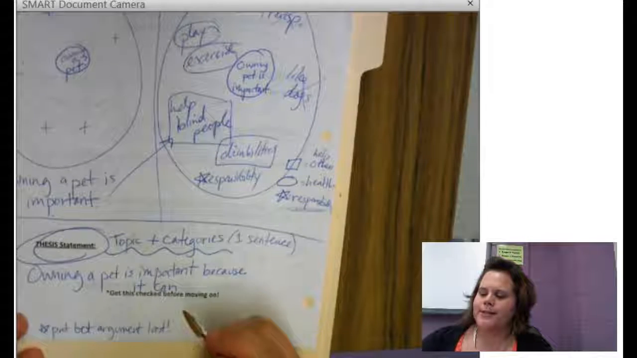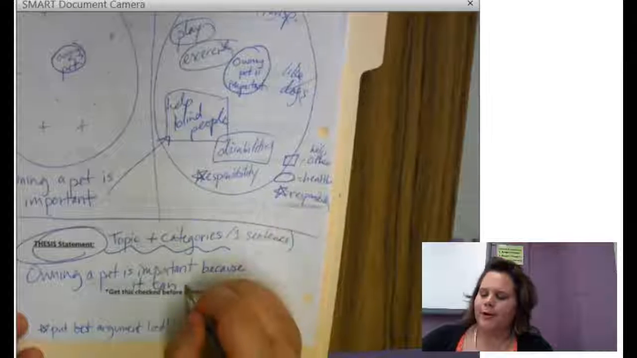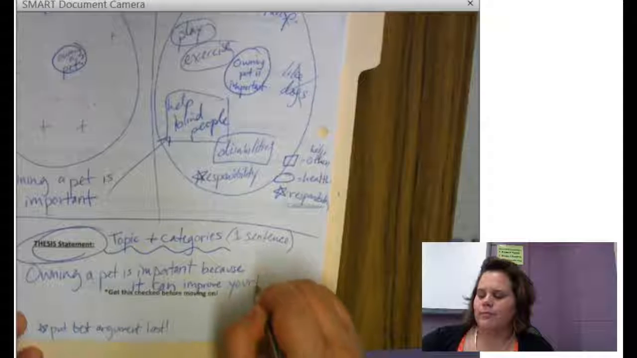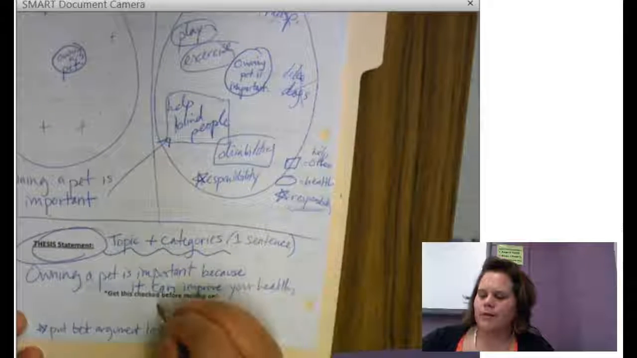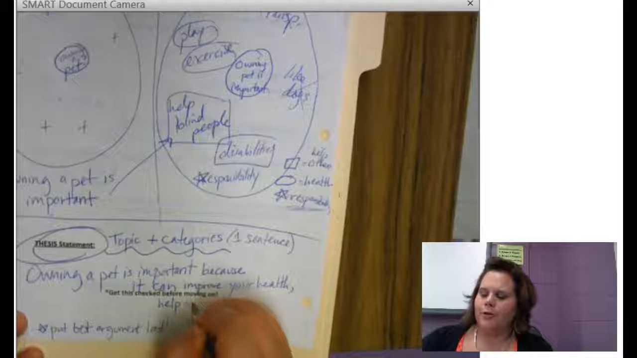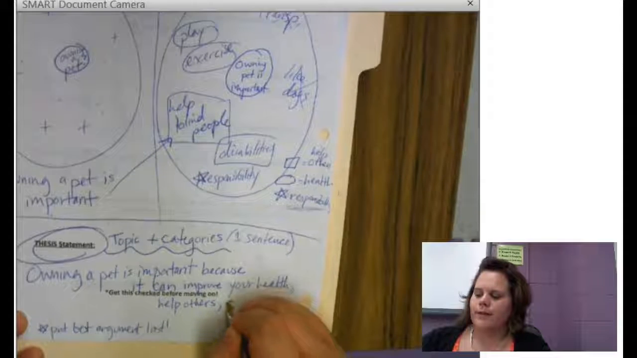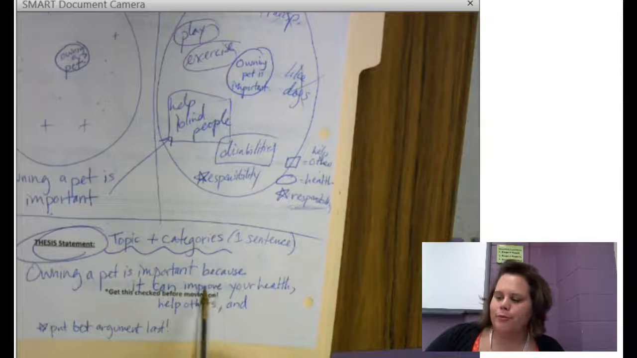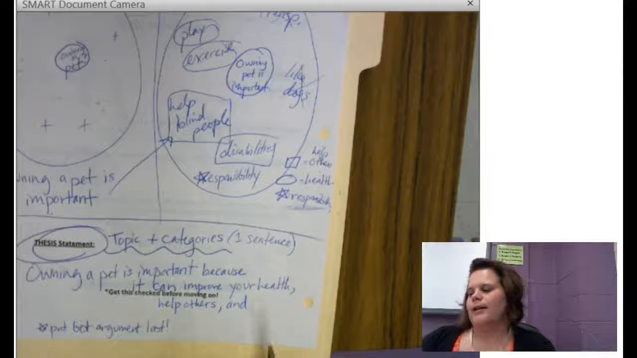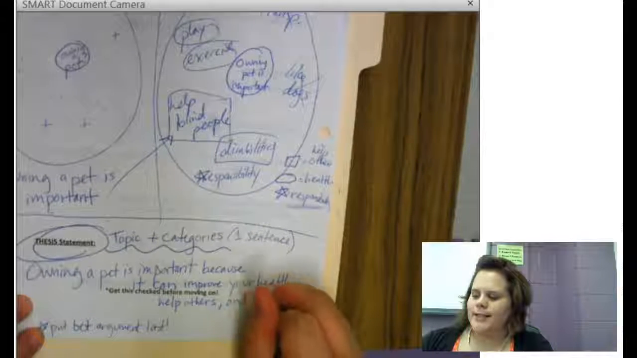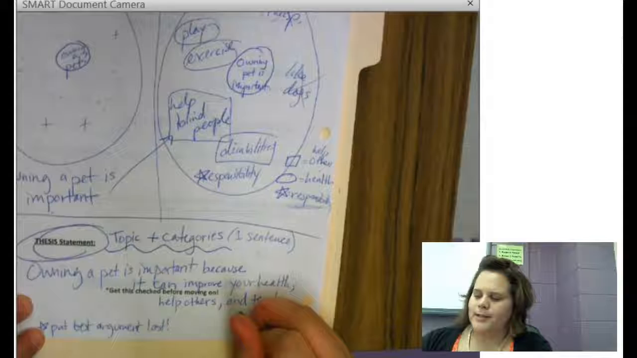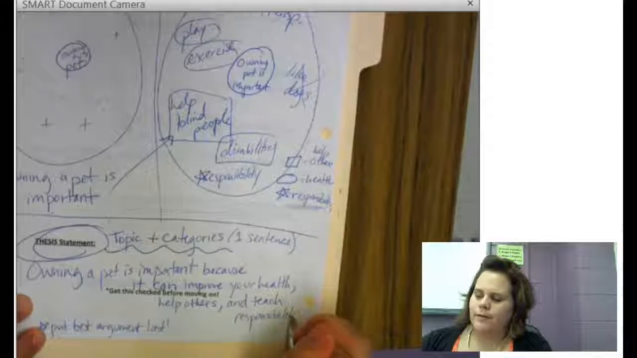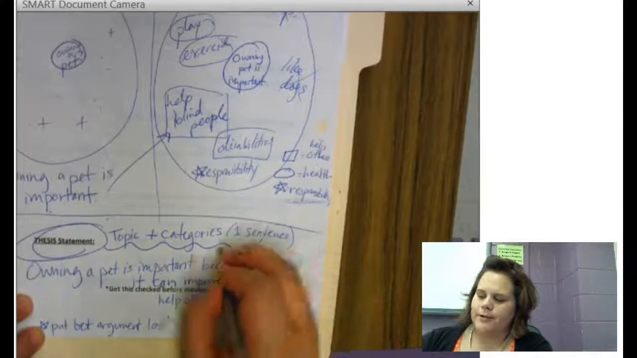Owning a pet is important because it can, I'm going to maybe go with health. Improve your health. Help other people. And we can't just say and responsibility. We need a verb. So improve, help, and something responsibility may say teach responsibility. This could be our thesis.